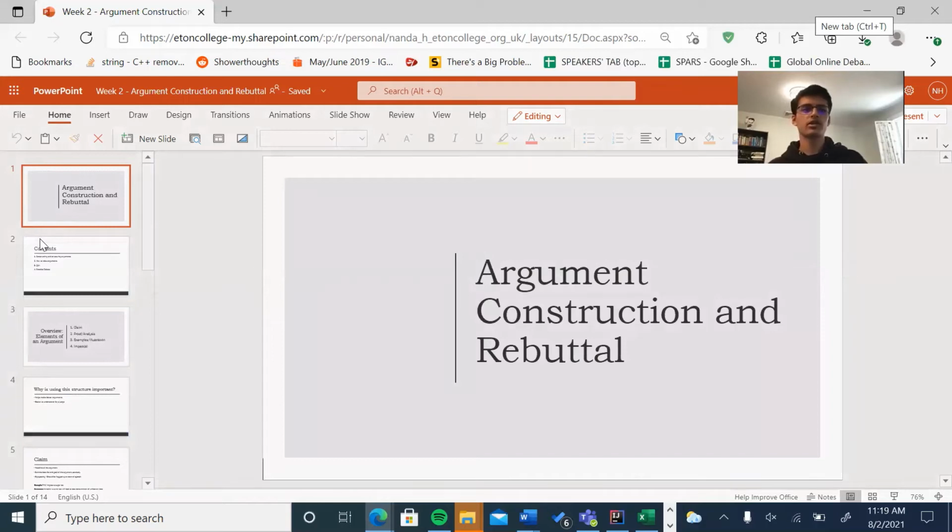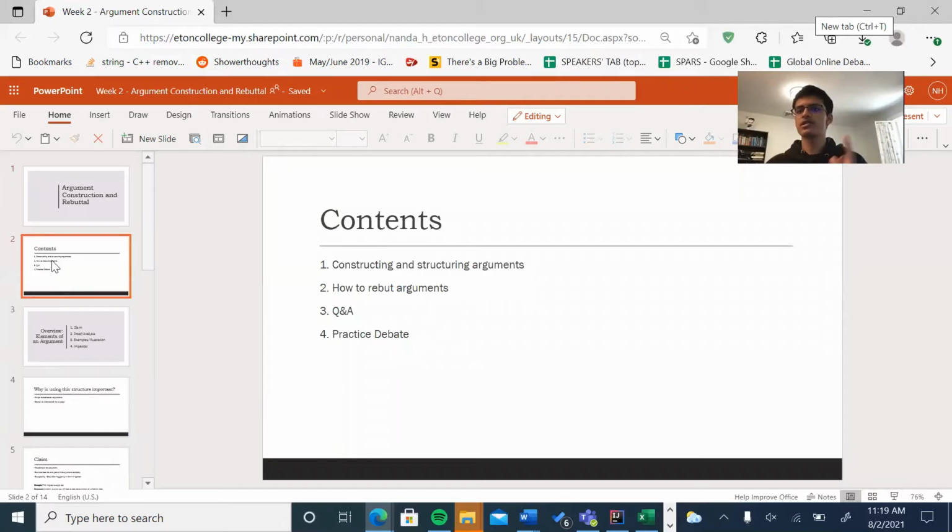Argument construction and rebuttal. So I'll cover four main things in this. Firstly, on how to construct and structure arguments. Secondly, how to respond to them. Thirdly, you can ask any questions you want, and then we'll move into a practice debate.